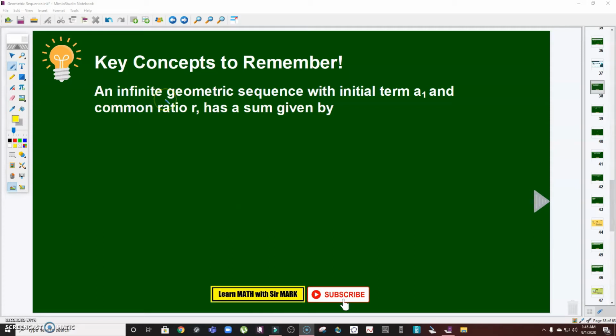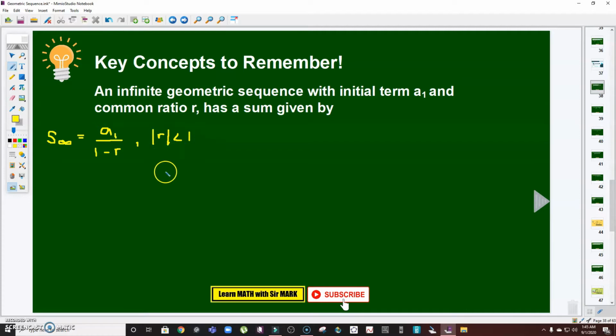Okay, so let's take a look at the concept that we must remember in dealing with infinite geometric series. An infinite geometric sequence with initial term a sub 1 and common ratio r has a sum given by this formula. S, this is the symbol for infinity, is equal to a sub 1 over 1 minus r. See that? Take note, in this case, the absolute value of r is less than 1.